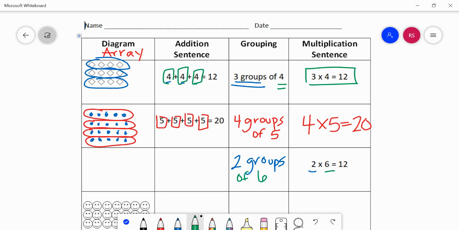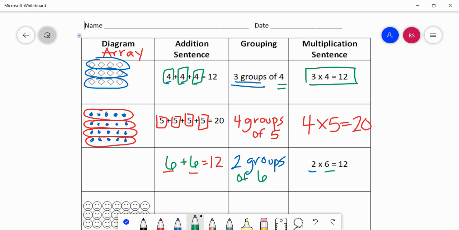Perfect. How would I show that using repeated addition? 2 groups of 6. Well, if I only have 2 groups with 6 in each group, that's going to be 6 plus 6, equals 12. There's 6 in each group. And if I wanted to show this using an array, I just have to think, okay, I need 2 groups. And there needs to be 6 inside of each group.